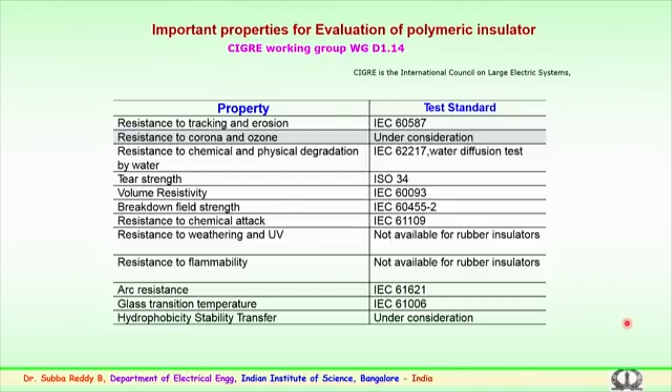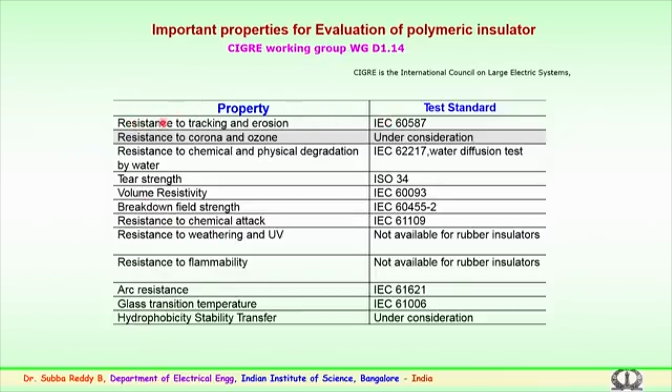So, some important properties, particularly for evaluation of a polymer or a composite insulator. CIGRE working group D1.14 is the group which looks into the high voltage aspects of polymer or composite insulators. It focuses on the importance of several properties, and has recommended some standards to be followed for the evaluation and testing of these insulators. CIGRE is the International Council for Large Electric Systems, a body which decides the standardization of testing, suggesting several methods to be followed. Here this group has come up with 12 important parameters recently.